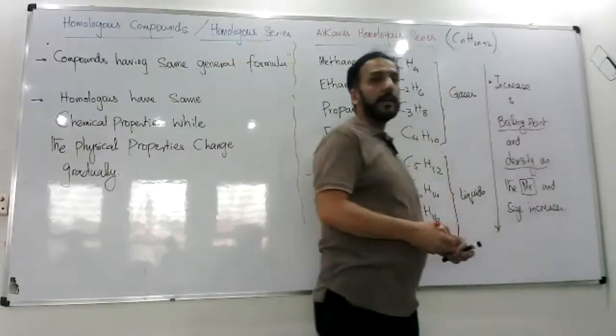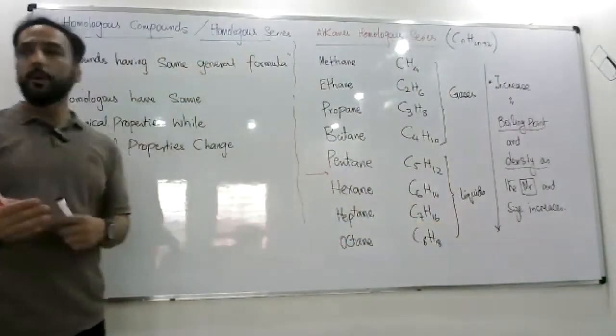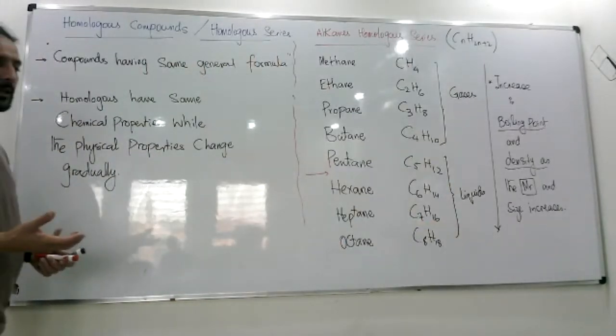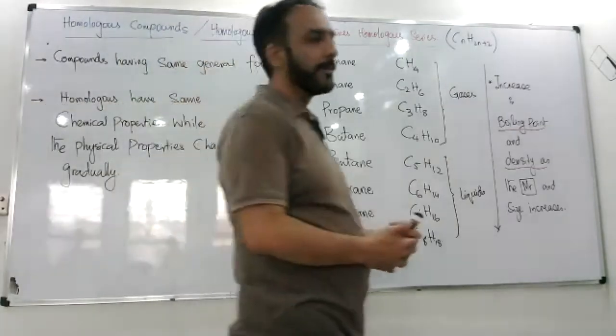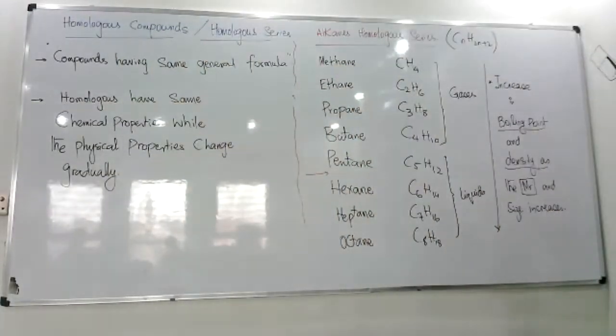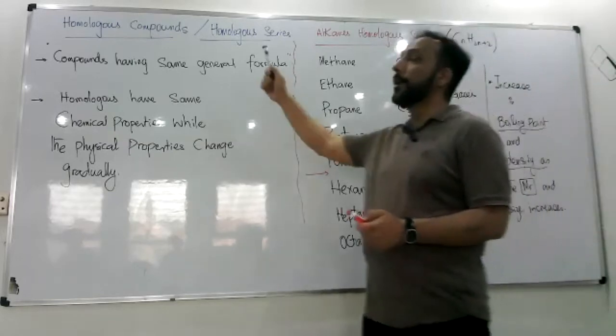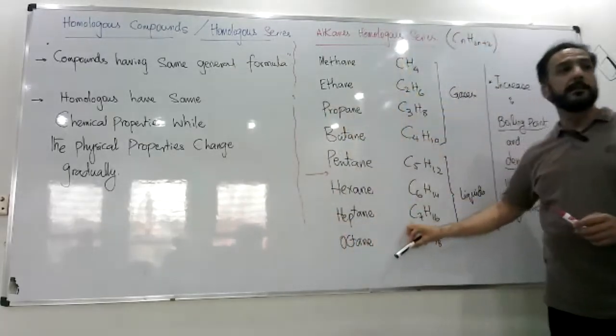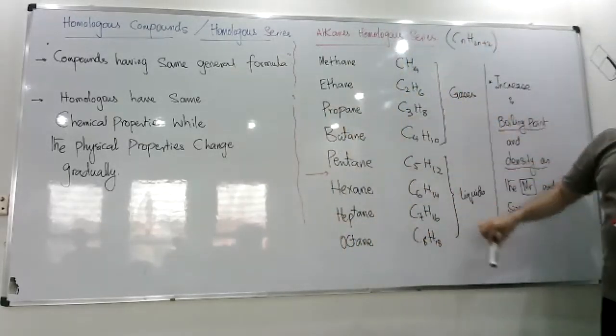You get to predict which of the following may have more or less boiling point compared to each other. So you just need to see the one which is bigger in size with more carbons in it, उसका boiling point relatively ज्यादा ही होगा. I hope you understand the word homologous compounds and the series. This is the series of homologous compounds.